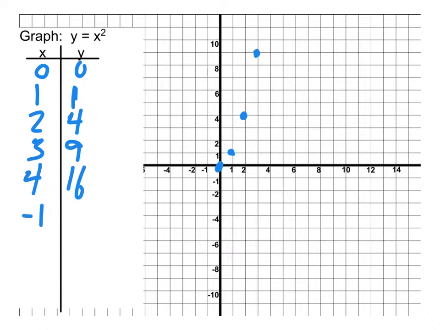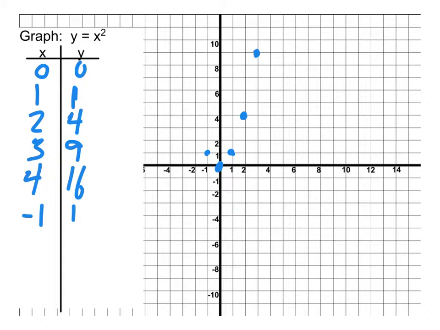What if x is negative 1? What would y be? And this is one of those critical things. It is 1, a positive 1. Because negative 1 squared means negative 1 times negative 1. And a negative times a negative is a positive. That's why anytime you square a negative number, you get a positive out. And so that gives me the point negative 1, 1.